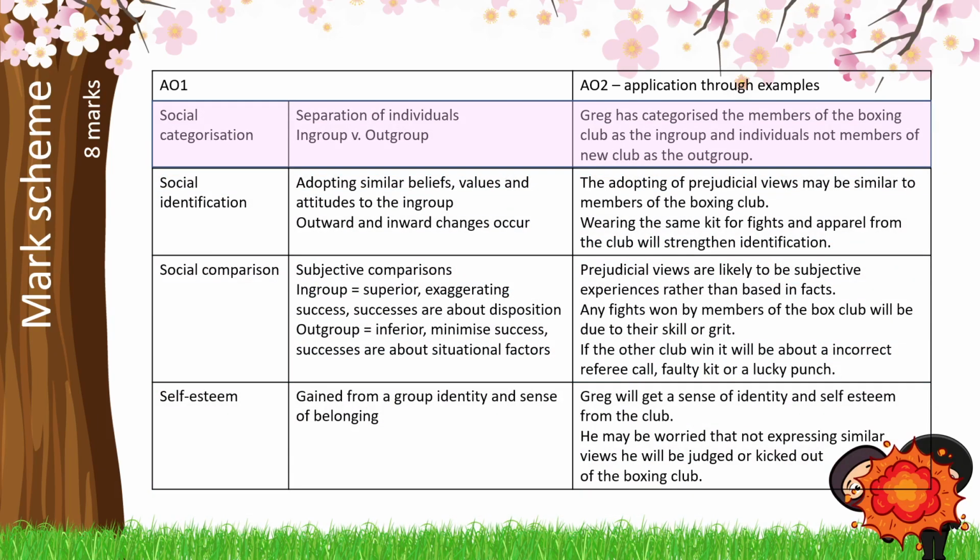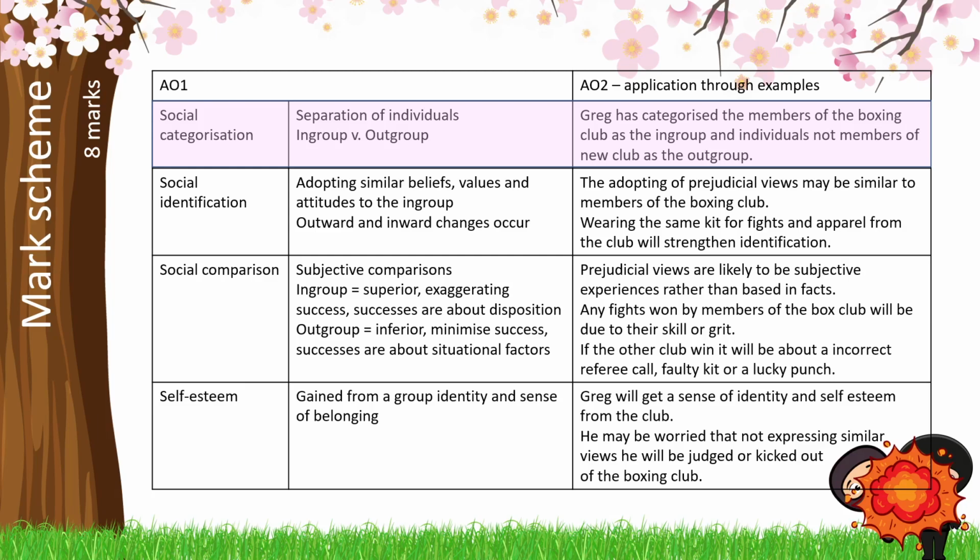Okay, so we've explained social categorisation, and then we're giving our examples. So Greg has categorised himself as a member of the in-group in the boxing club, and any people who are not belonging to that new club are viewed as the out-group. The more precise you can give your application and examples, the better.